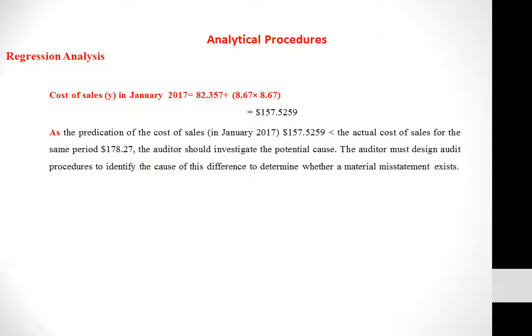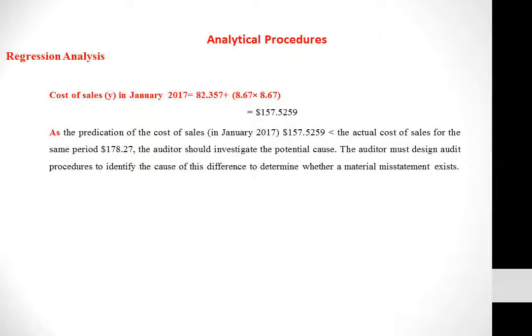In the second step, we compare the prediction and the actual cost, and we get the difference. The third step is to investigate the potential cause of the difference, because he needs to know if these are material misstatements or not. This is the decision the auditor must take after doing this regression analysis.